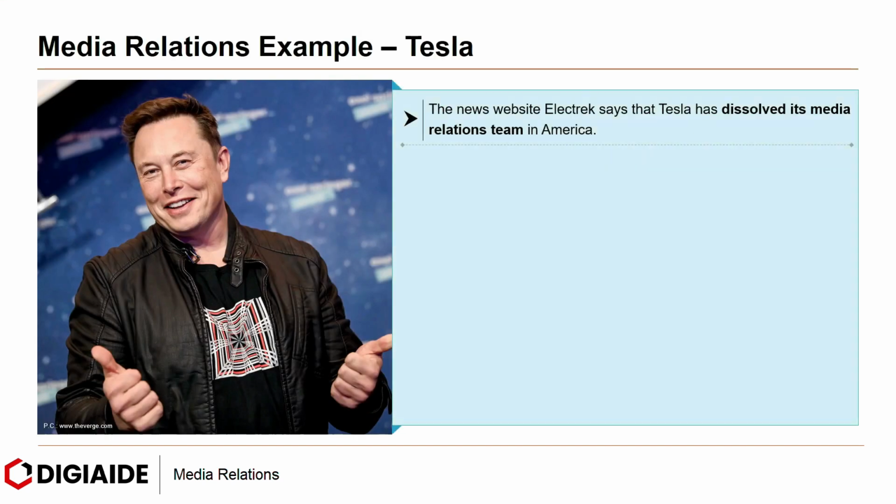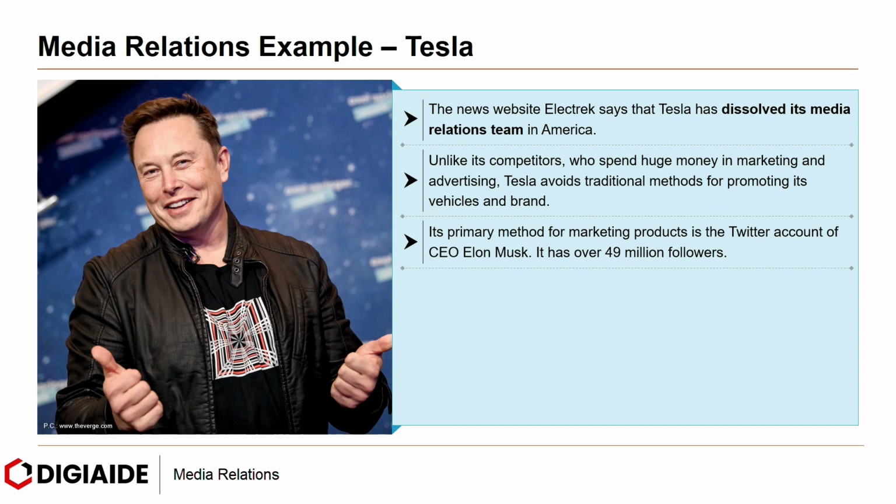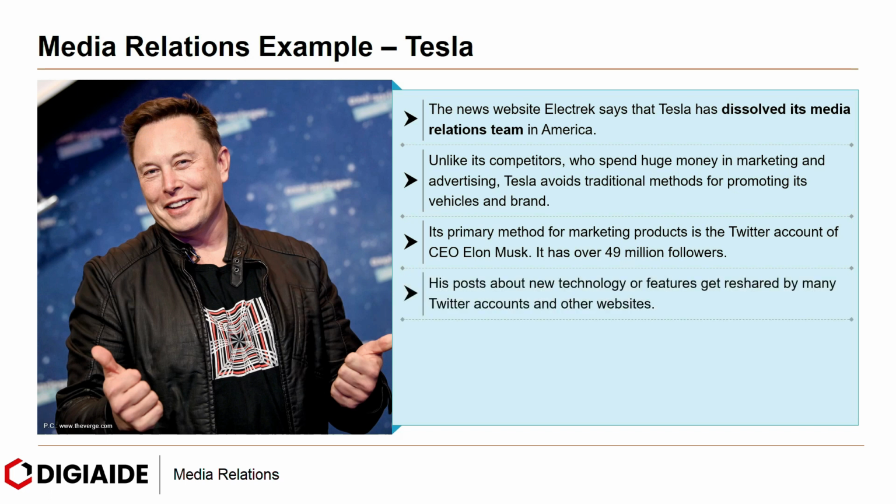Example, Tesla. The news website Electrek says that Tesla has dissolved its media relation team in America. Unlike its competitors who spend huge money in marketing and advertising, Tesla avoids traditional methods for promoting its vehicles and brands. Its primary method for marketing products is the Twitter account of CEO Elon Musk, which has about 49 million followers. His posts about new technology or features get reshared by many Twitter accounts and other websites.